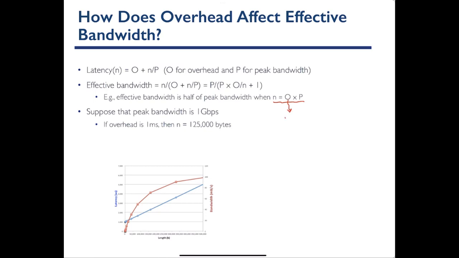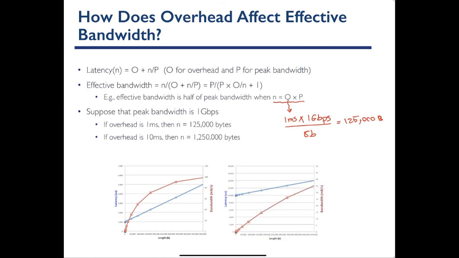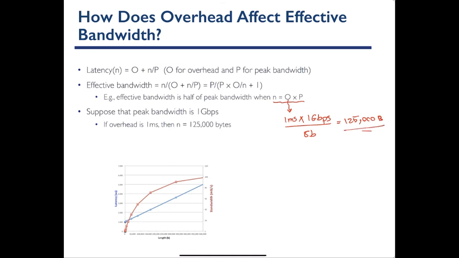I'm putting 1 millisecond for n, and then I'm multiplying this with 1 gigabit per second, and then dividing it by 8 bits to get 1 byte, and this gives me 125,000 bytes. So if the request size is 125,000 bytes, then my effective bandwidth is half of my peak bandwidth.